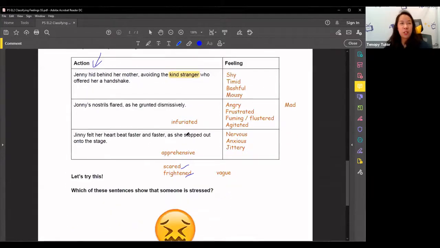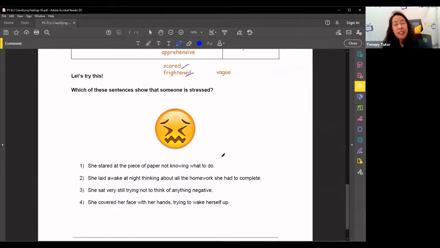Now, I have one more question for you. Now that you know how to identify feelings, let's look at this. Which of these sentences show that someone is stressed? And this is a stressed emoji, like, oh, I don't know what to do. All right, let's look at this. So you can just tell me 1, 2, 3, or 4.